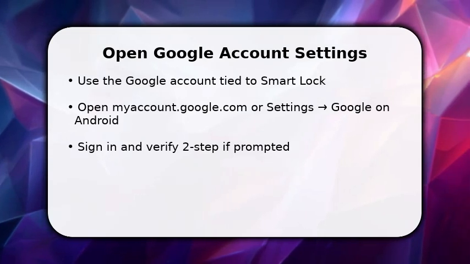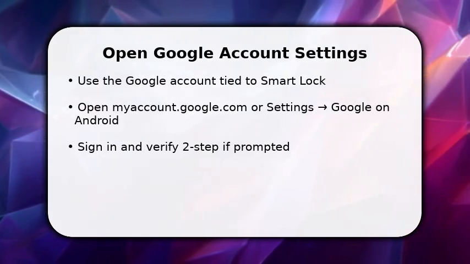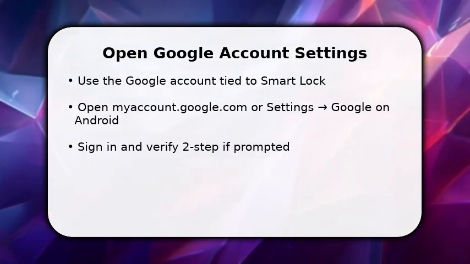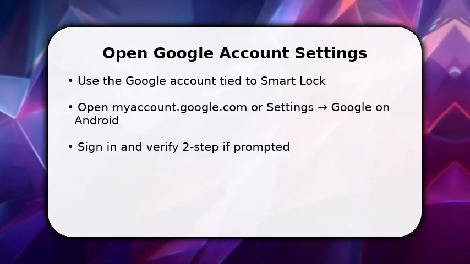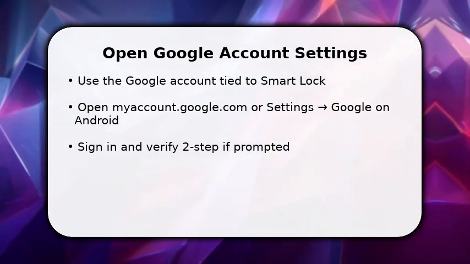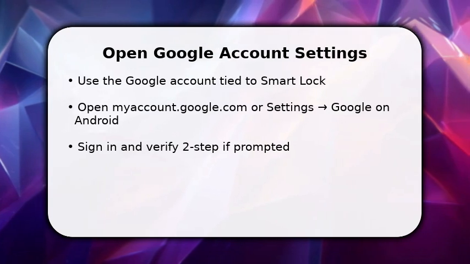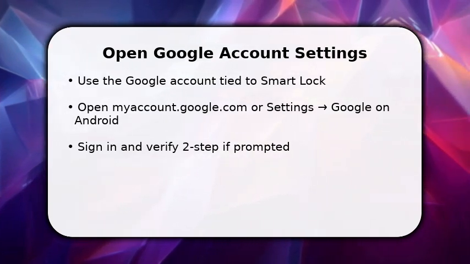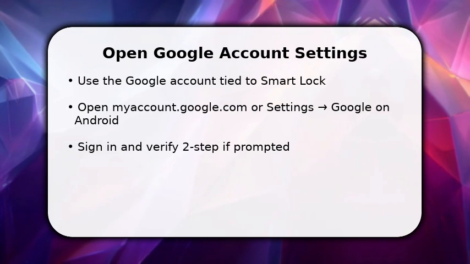You start by opening the Google account that controls Smart Lock. Go to myaccount.google.com, or on Android, Settings, then Google, then Manage your Google Account. Once signed in, check two-step verification, and disable it only if you understand the security trade-off.